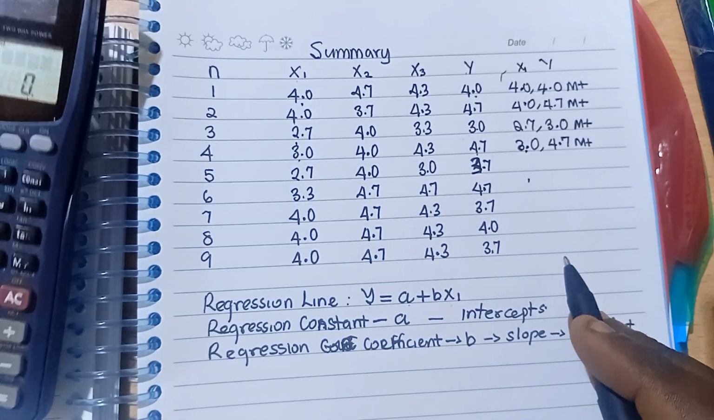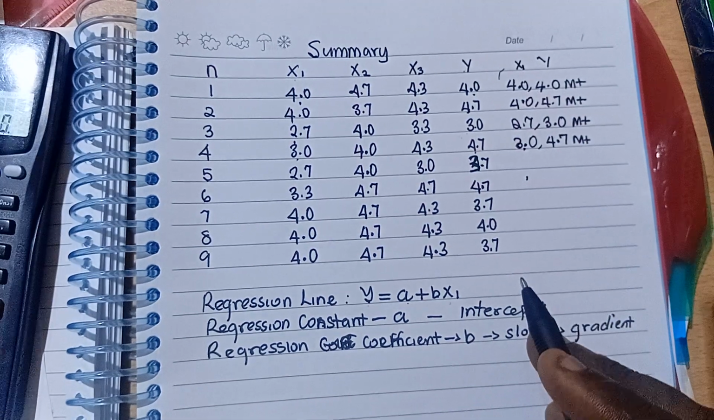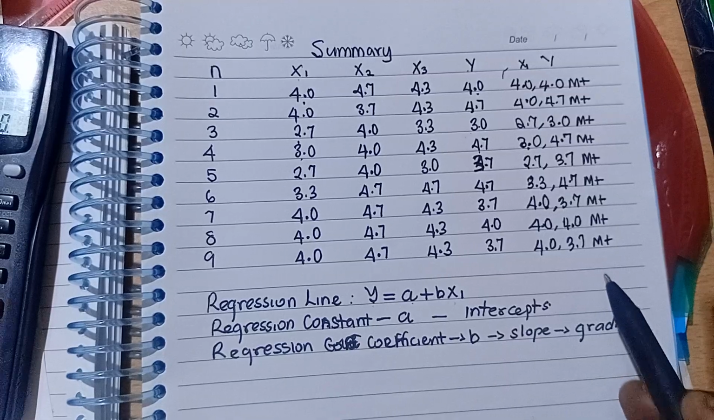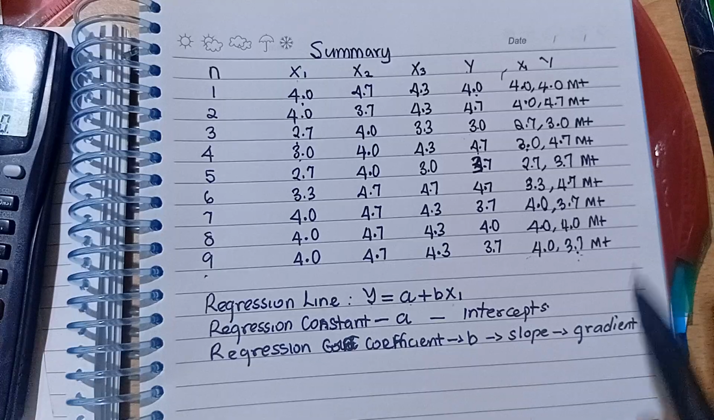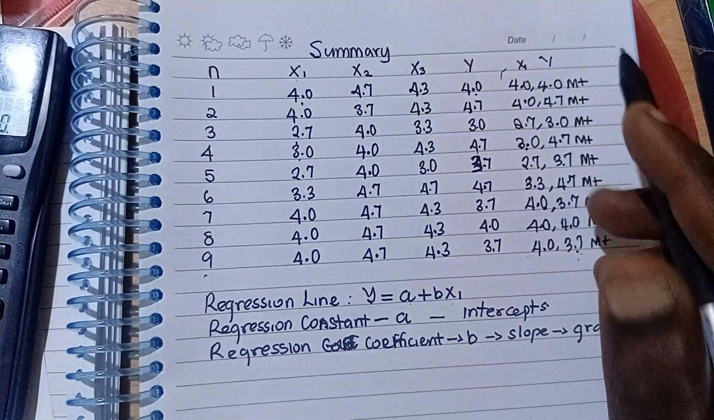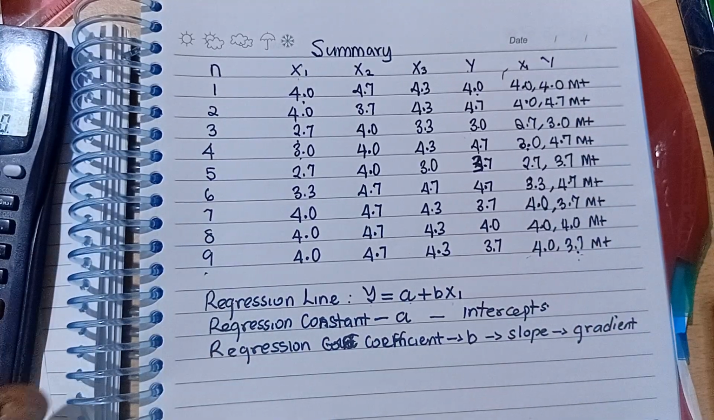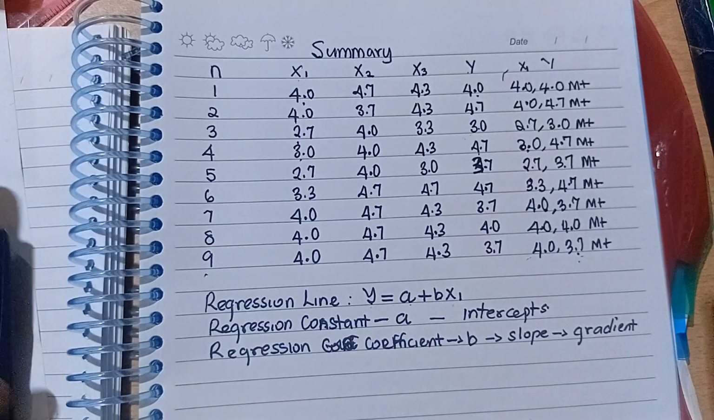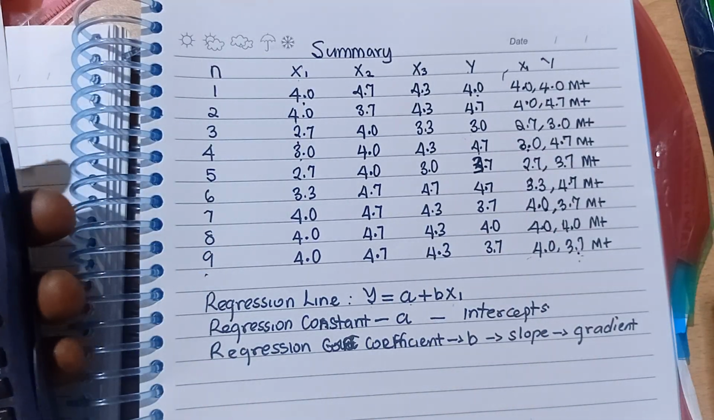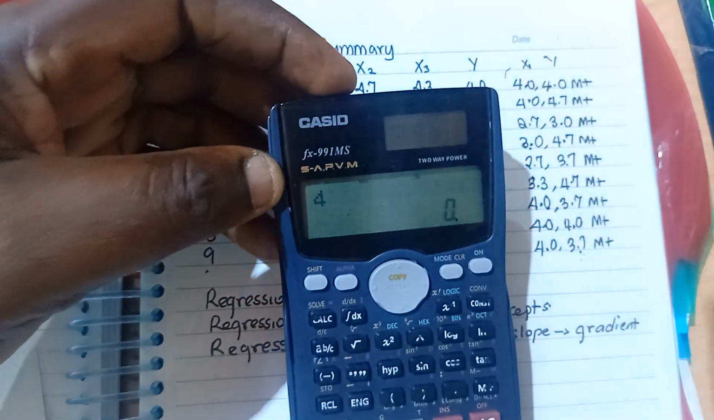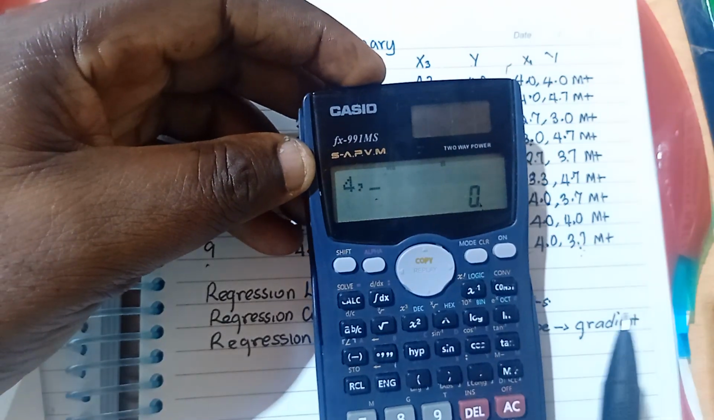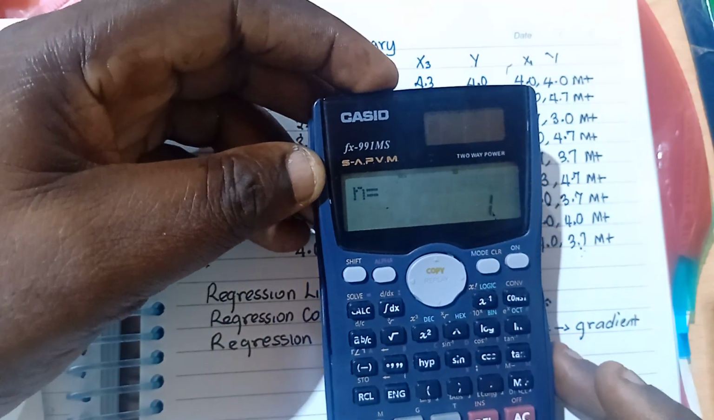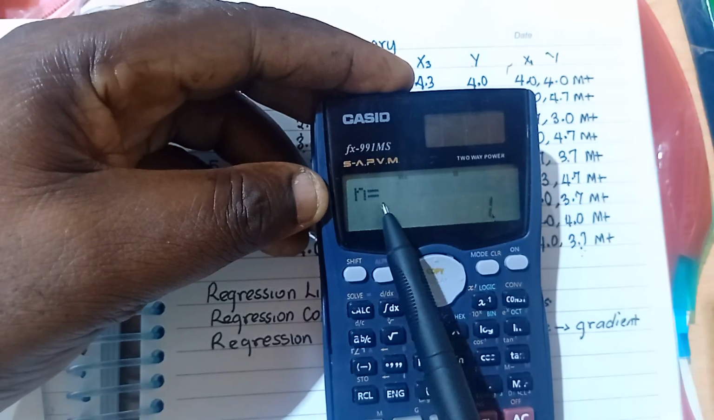You continue that process until the final 9. You don't need to show this in the exam; I'm just doing this for teaching purposes. Now pick up your calculator. The first one here is 4, so you press 4, comma, 4, then M plus. Now n equals 1 will appear. Then you do the next one.